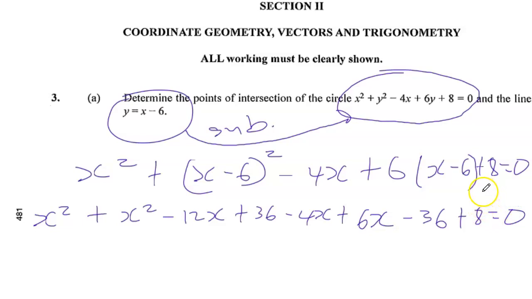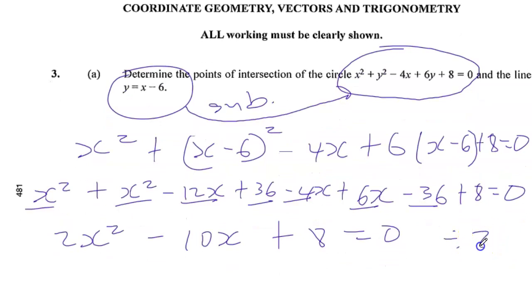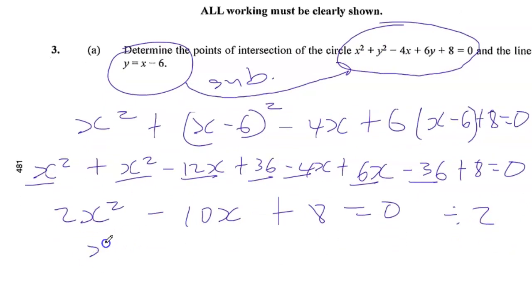So we attempt now to group the like terms. So we have x squared, and here's another x squared. So we have two x squared terms. Grouping the x's, we have minus 12, minus 4, that's minus 16x, plus 6, that's minus 10x. Grouping the constants, 36 cancels with negative 36, so we are just left with positive 8. And of course, we can divide through by 2, since all these values are even, so we'll get x squared minus 5x plus 4.